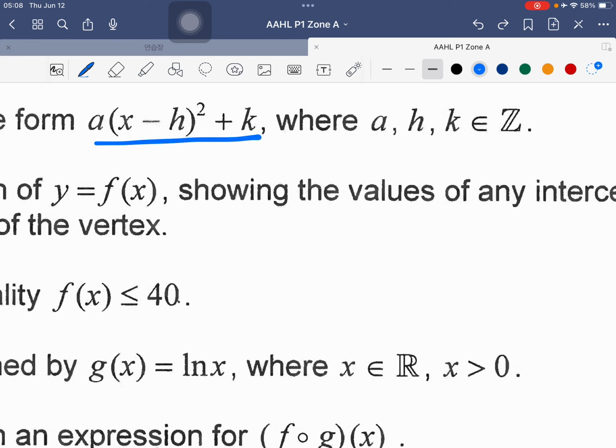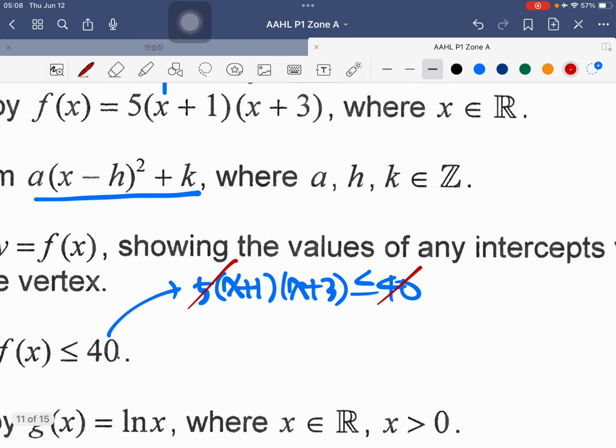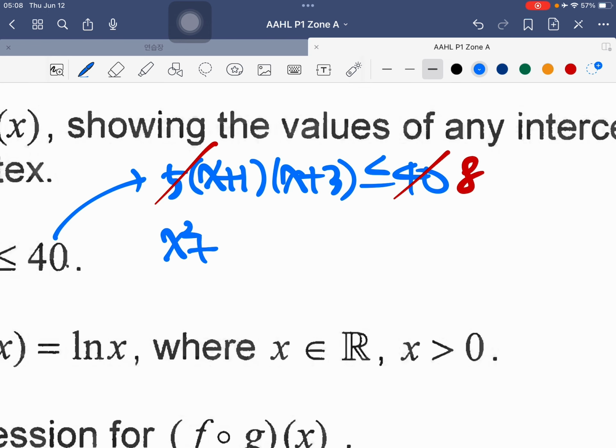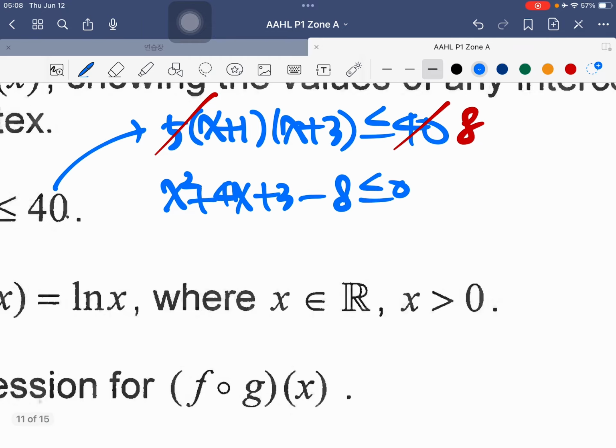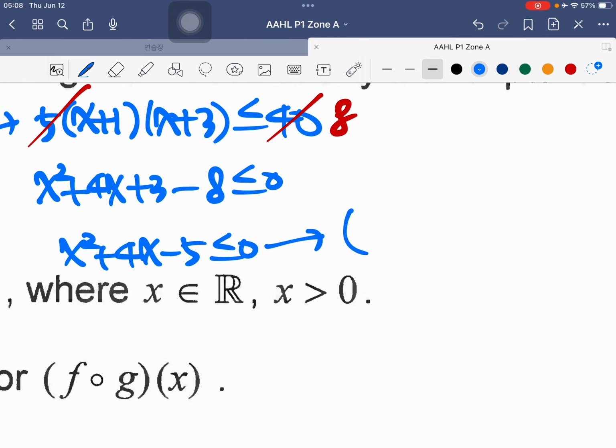I can say f(x), which is 5 times (x plus 1)(x plus 3), is less than 40. So I can divide by 5 on each side. This one becomes 8. And then expanding the expression inside gives x squared plus 4x plus 3 minus 8 less than 0. So x squared plus 4x minus 5 less than 0. So this can be factorized: (x plus 5)(x minus 1) is less than 0.